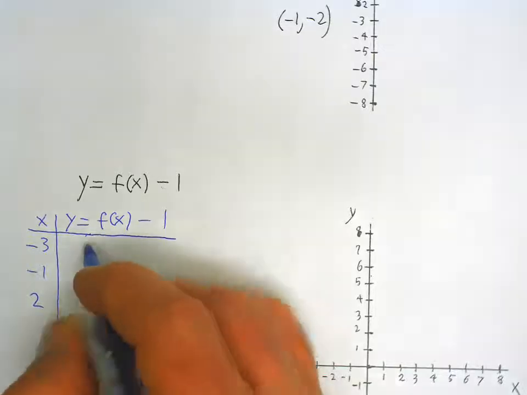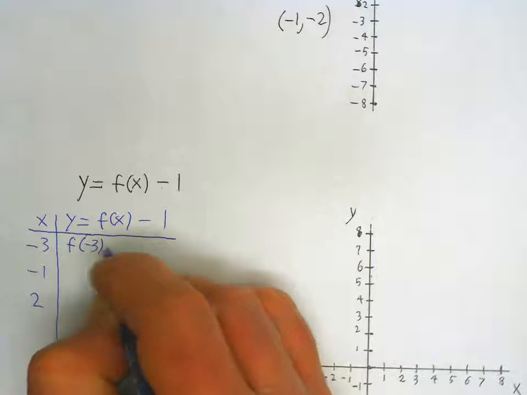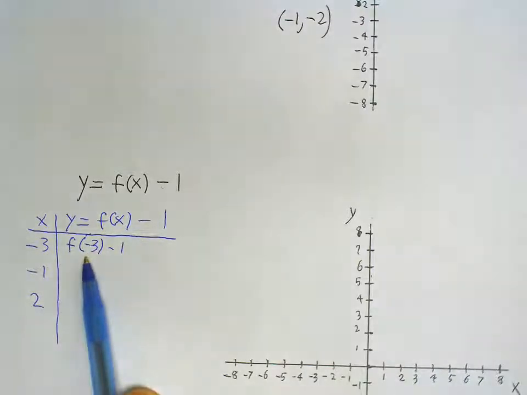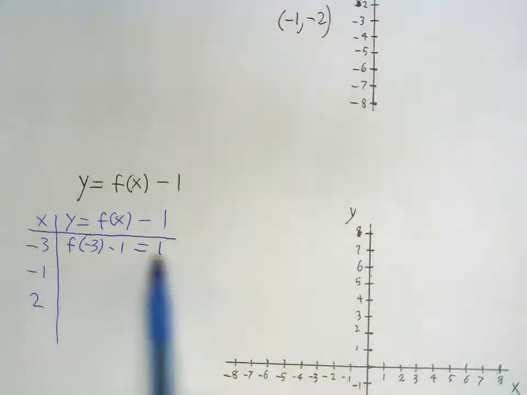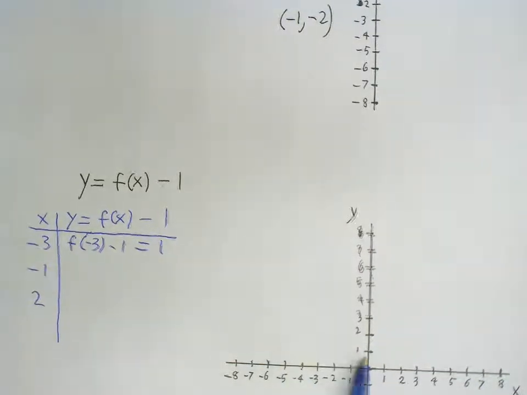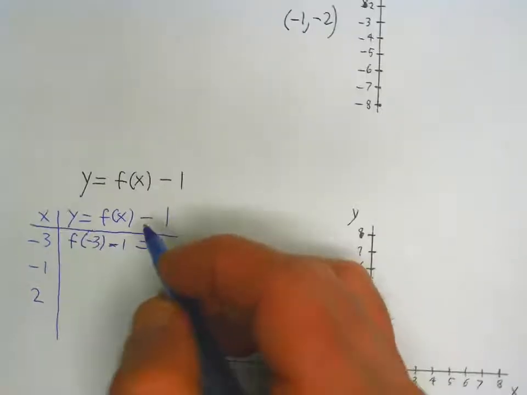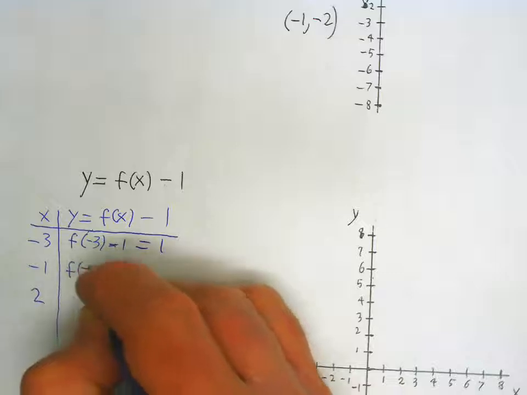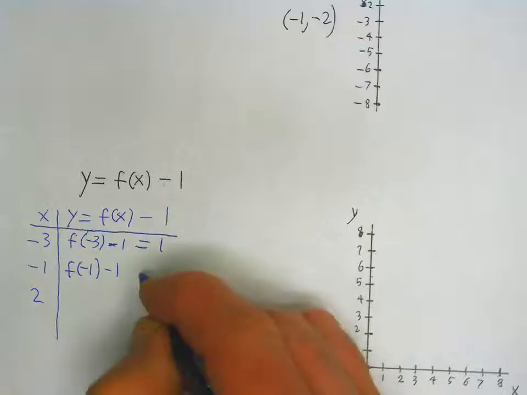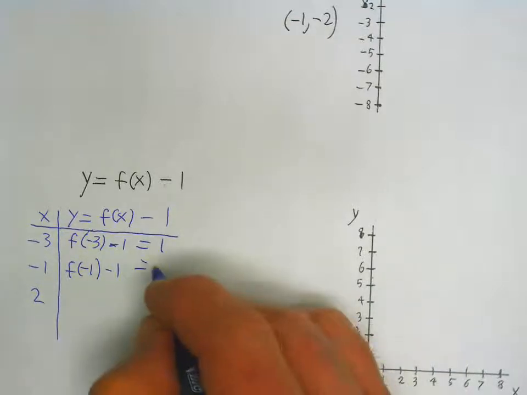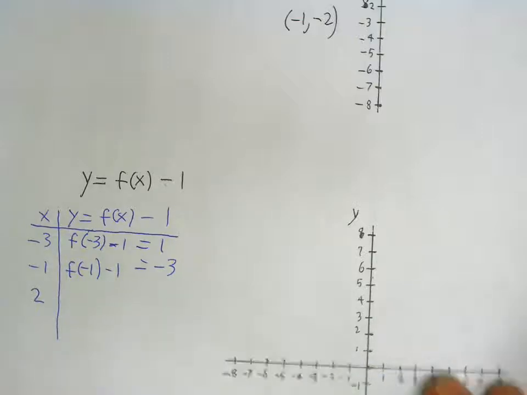Okay, so the y coordinate is f of -3 minus 1. F of -3 is 2, and 2 minus 1 is 1. So the ordered pair -3, 1 is a point on this graph. And then when x is -1, the y coordinate of the new function is f of -1 minus 1. But f of -1 is -2, and -2 minus 1 is -3. So the ordered pair -1, -3 is a point on this graph.